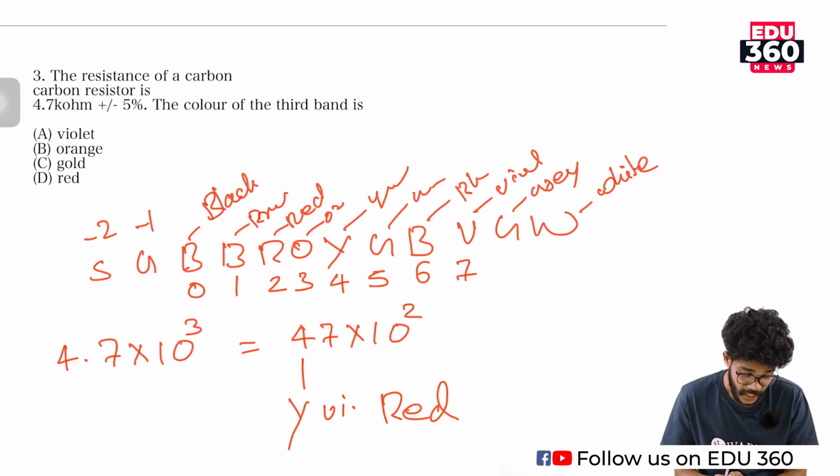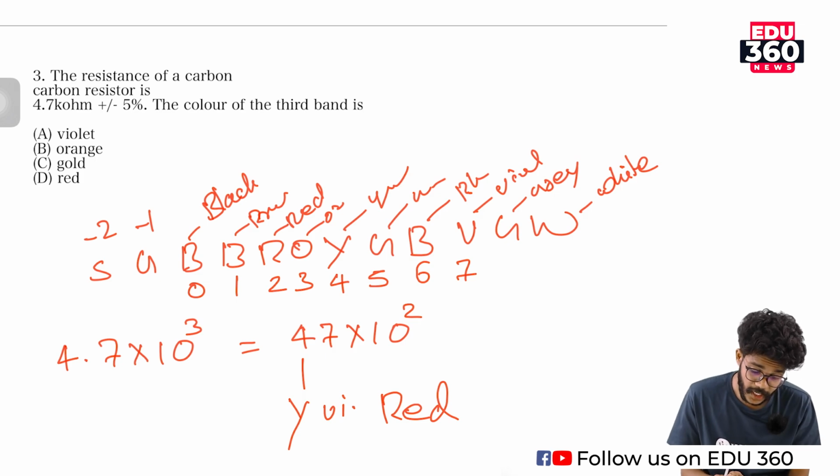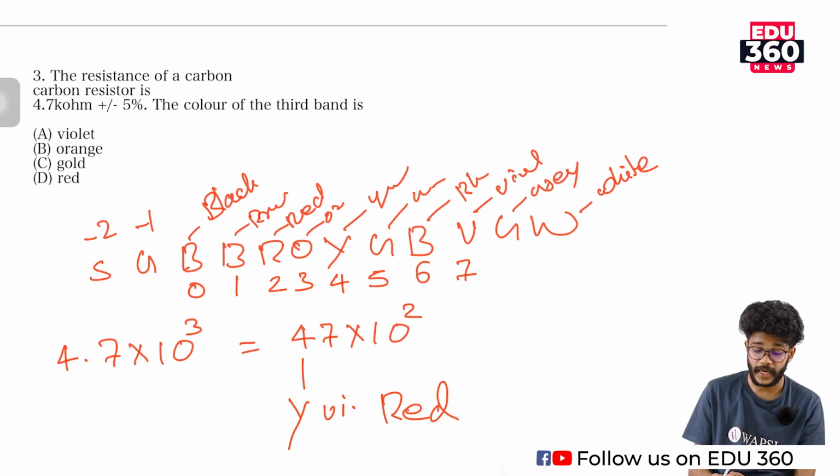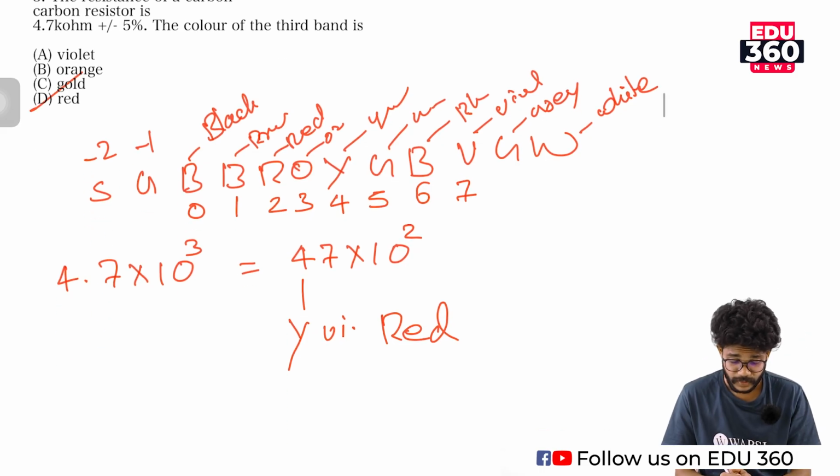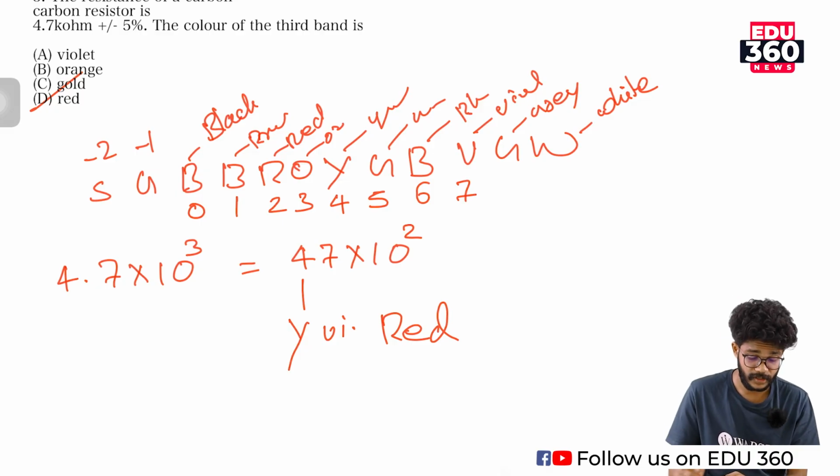So the third color, they are actually asking, the color of the third band is red. So option D is the correct answer.